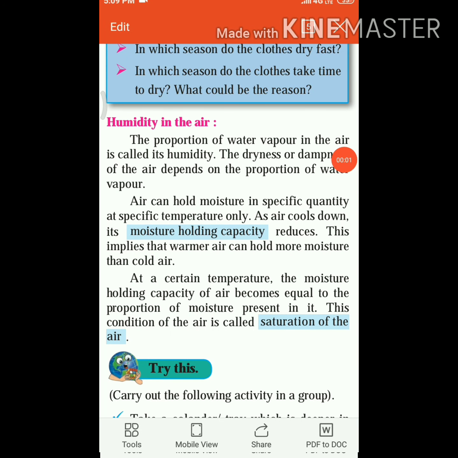Now the next point is humidity in the air. The proportion of water vapor in the air is called humidity. Okay, do you understand what we mean by humidity in the air? The proportion of water vapor in the air is called humidity. The proportion of water vapor determines the dryness or dampness of air.